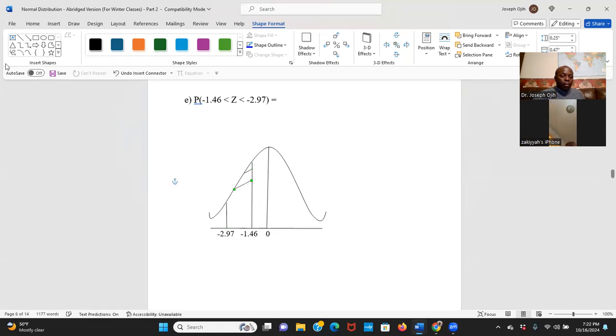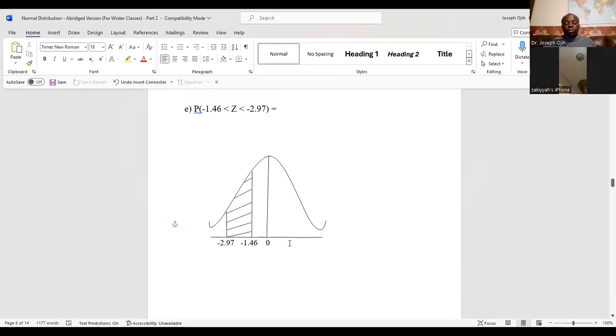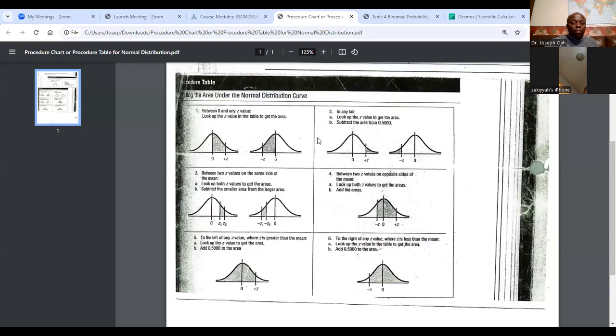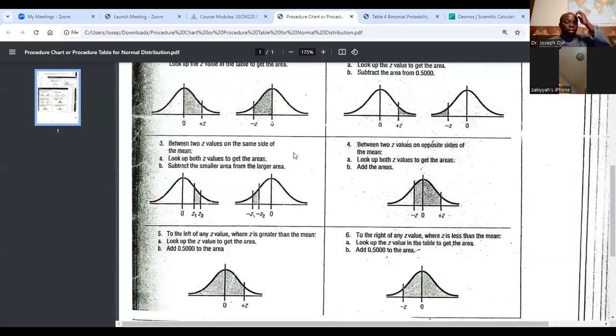Now we have drawn it, so it looks like this. Next thing is to look for the procedure chart that looks like this one. We'll go to the procedure chart, and you can see this type, this one with three, looks like that. So on the left side it is like this. Let's see what it says.